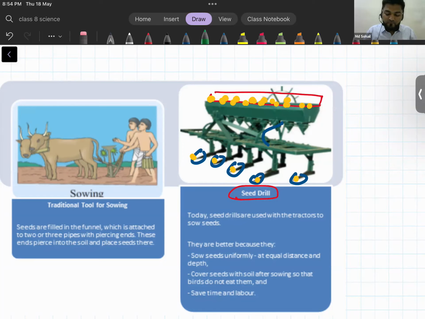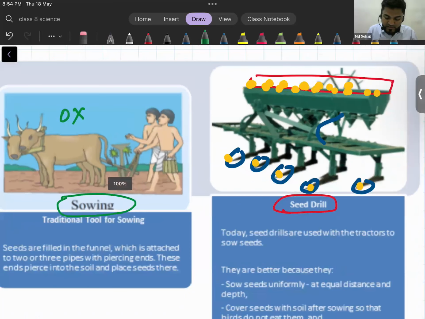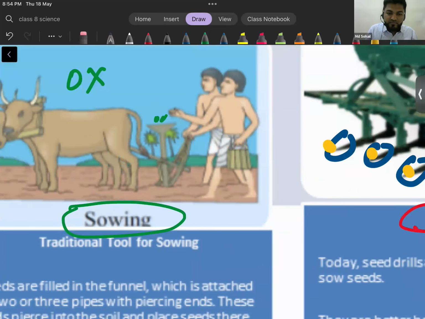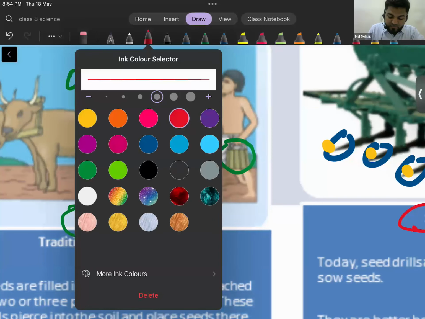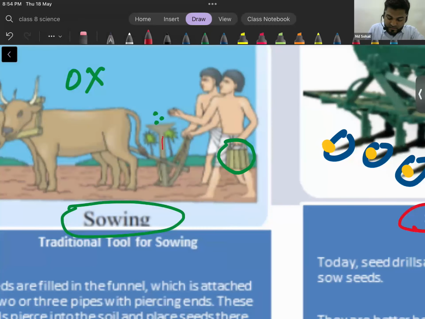Got it? Now, see the first image, how sowing is done manually. A plough is being pulled by the oxen here, and they used to put seeds in this structure. See, the funnel-like structure here. Seeds are being poured manually into this funnel. See, this man is carrying a pouch of seeds in his hand, and he is manually putting the seeds into this funnel. Via this funnel, the seeds are coming to the mouth of this object. Seeds reach here.